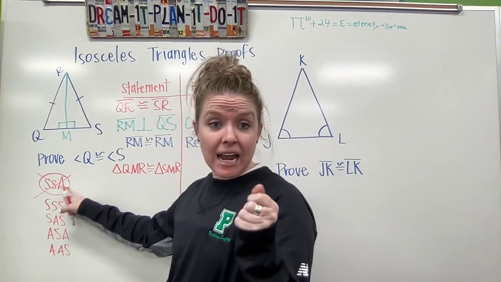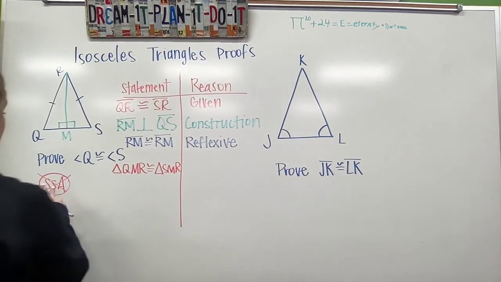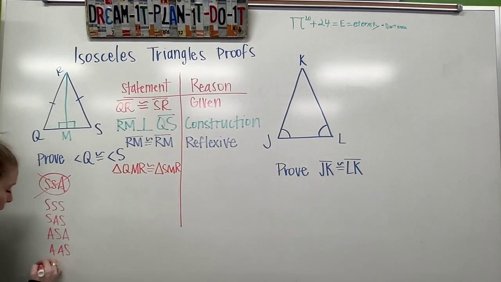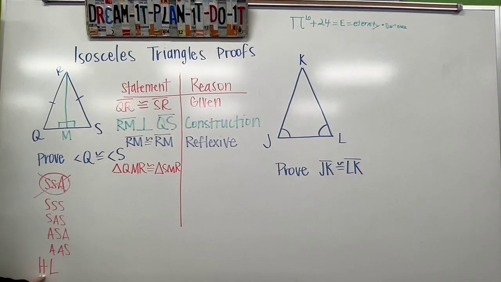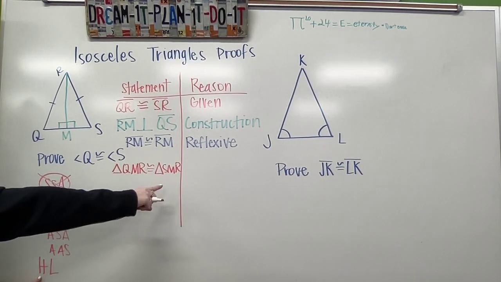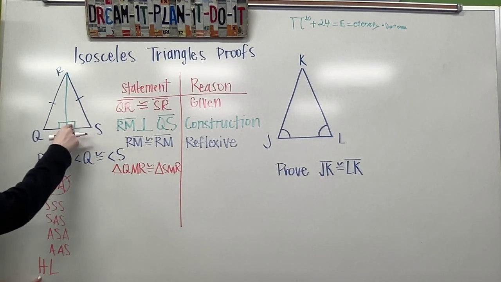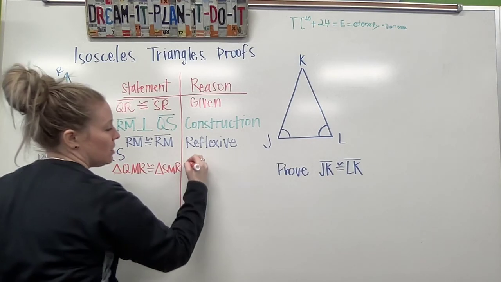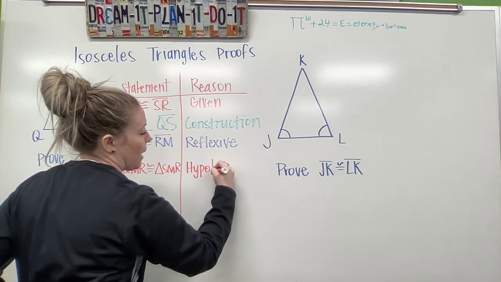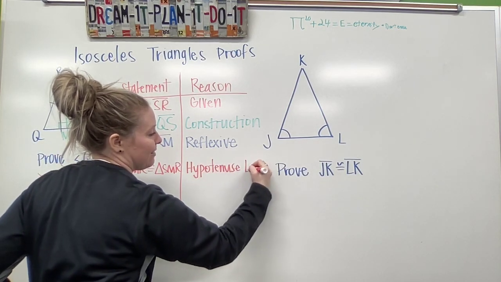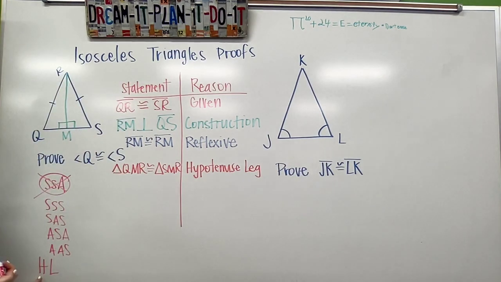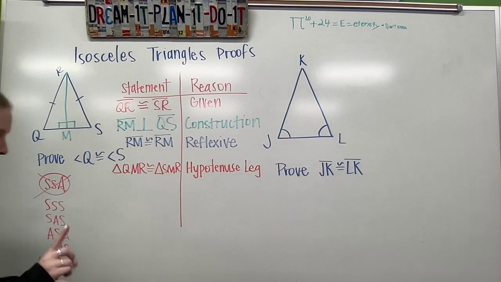So if the angle is 90 degrees, which we have here, we actually change the SSA into HL, hypotenuse leg. We only have a hypotenuse when our angle is 90 degrees. So I know my triangles are congruent because side-side-angle, where my angle is 90 degrees, is by the hypotenuse leg congruency. Again, no swearing, but HL. So that's one twist here.